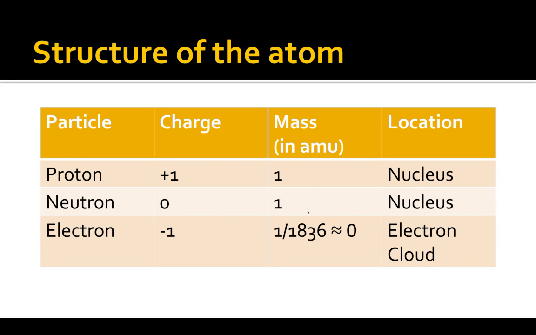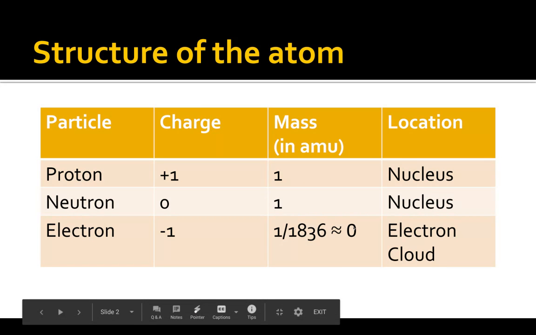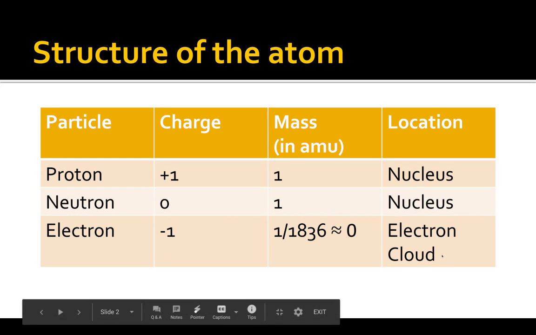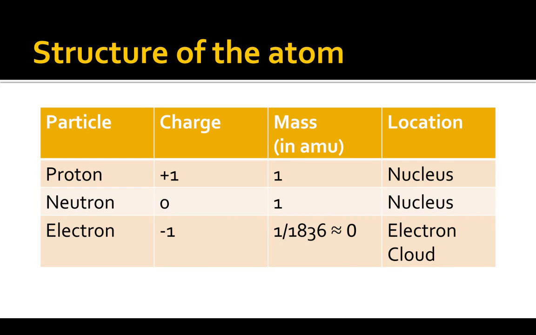Protons and neutrons have a mass of 1. Electrons, their mass is so small we round down to 0. Protons and neutrons are in the nucleus, and electrons are in the electron cloud surrounding the nucleus. Electrons are where all of the really interesting chemistry happens, and what we'll spend a large portion of our time in this course discussing. That's just a brief overview.